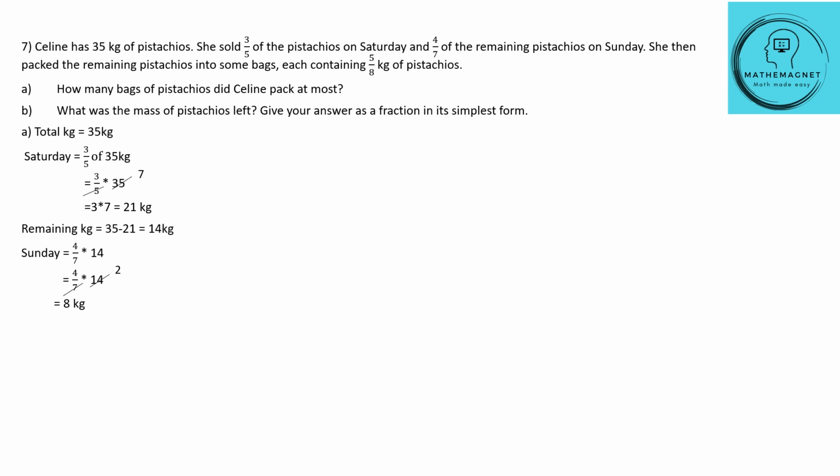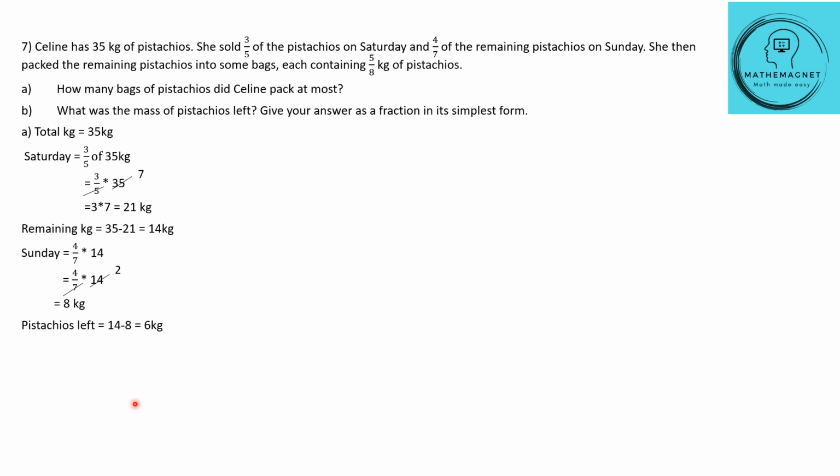Now at the end of the sale on Sunday, she is left with 14 minus 8, which is 6 kgs. Why 14? Because after the sale on Saturday of 21 kg, she was left with 14 kgs, and on Sunday she sold 8 kgs, so it becomes 14 minus 8 equal to 6 kgs. So after the sale on Sunday, pistachios left is 6 kg.